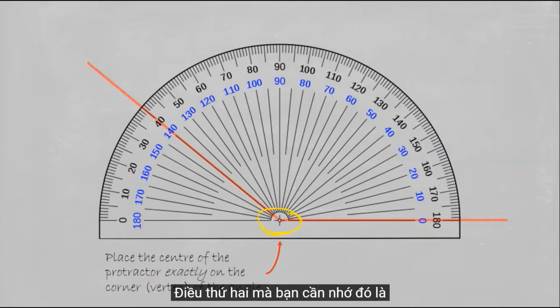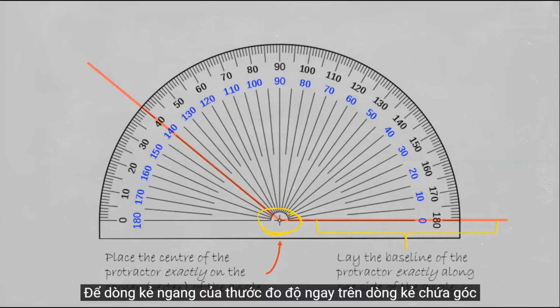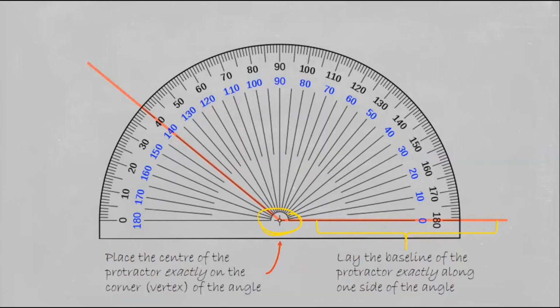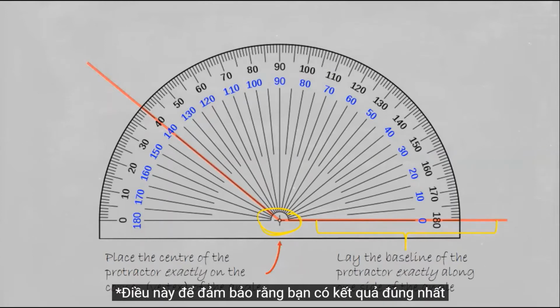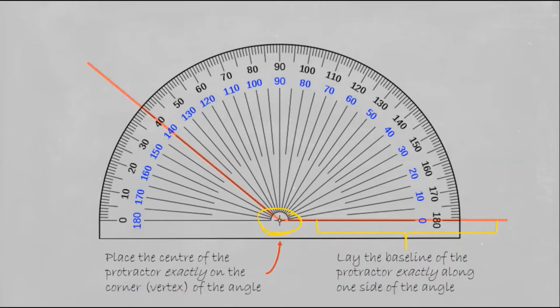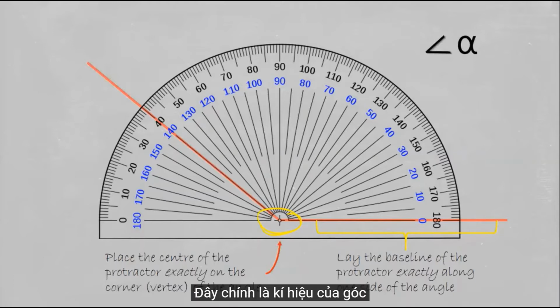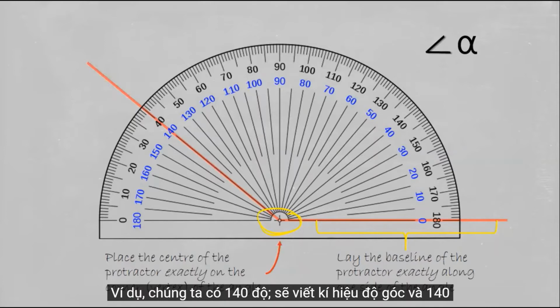The second thing that you need to remember is to lay the baseline of the protractor on top of one side of the angle. This will make sure that your line will not go out too far and is on the exact base. And this is the symbol for the angle. For example, we have the angle 140 here, so there will be a symbol of the angle here and 140.